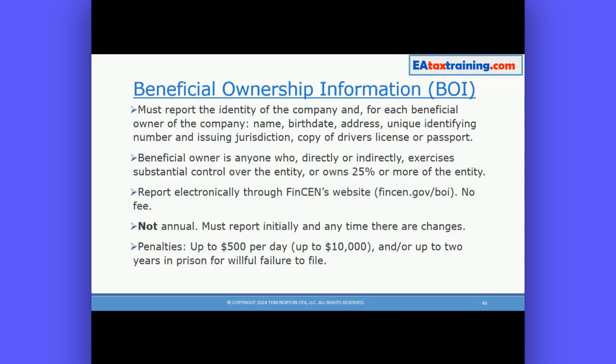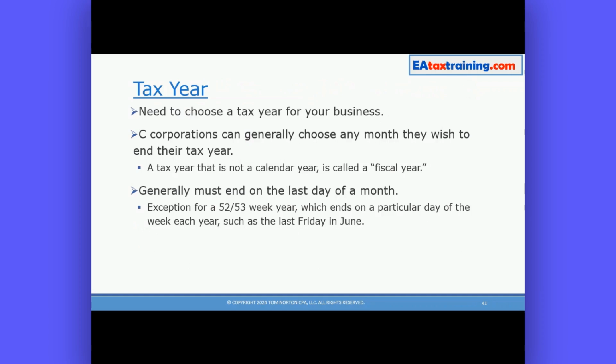Just get it done. And I will tell you, I did it for my own entity and it was very simple to do. Now, obviously, if you've got multiple owners or multiple people who have to report, it's going to be a little bit more complicated. But even then, that just takes a little bit more time. This really is a very simple process and very easy to do.